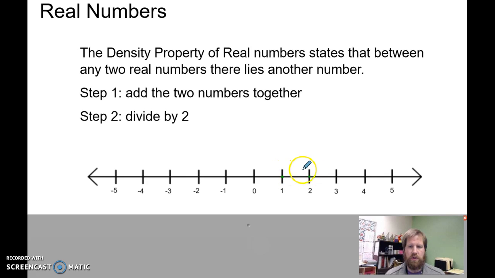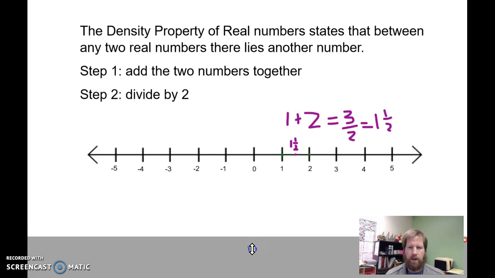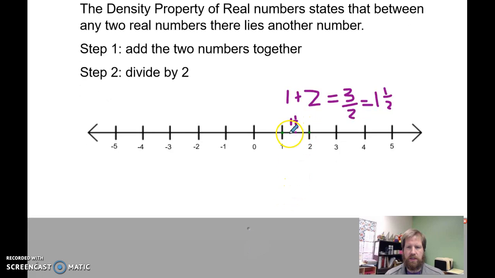Okay, so 1 plus 2 equals 3. Divide by 2. 3 divided by 2 is 1 and 1/2. Okay, so here's my new number at 1 and 1/2. All right, but I can keep going with that. I could say, okay, I want a number between 1 and 1/2 and 2.